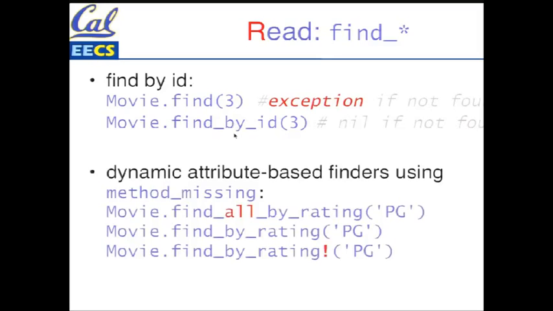There's also a whole bunch of ways that it uses method_missing. So if I say find_all_by_rating, the method_missing of ActiveRecord will say, aha, it begins with find_all, and the word after by corresponds to one of the table attributes.